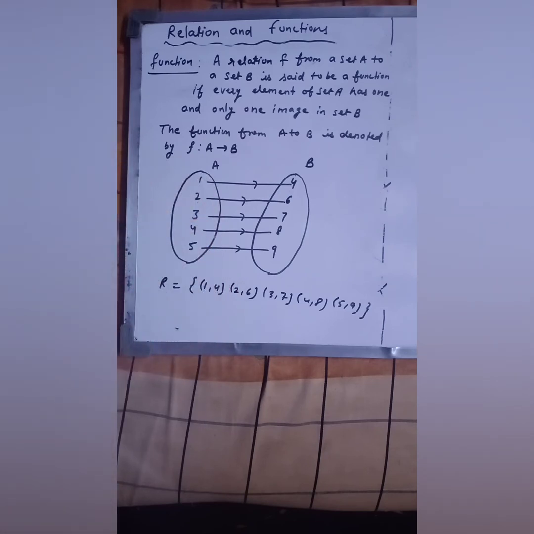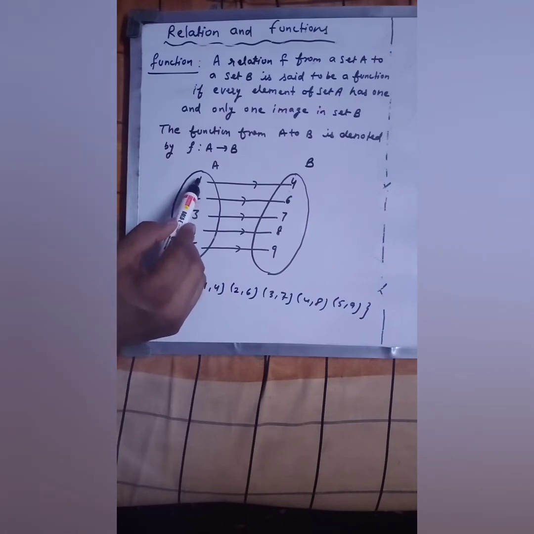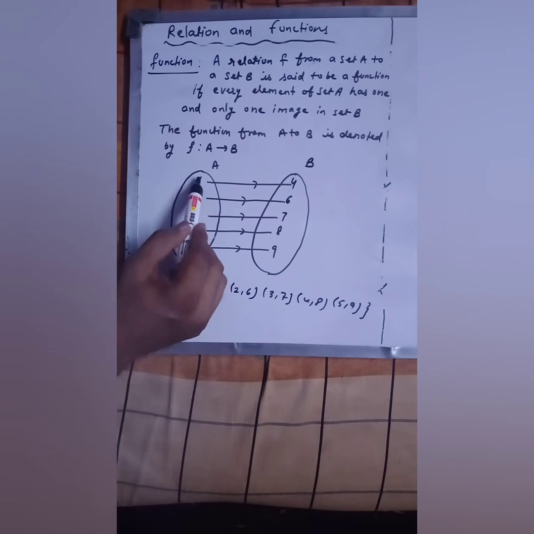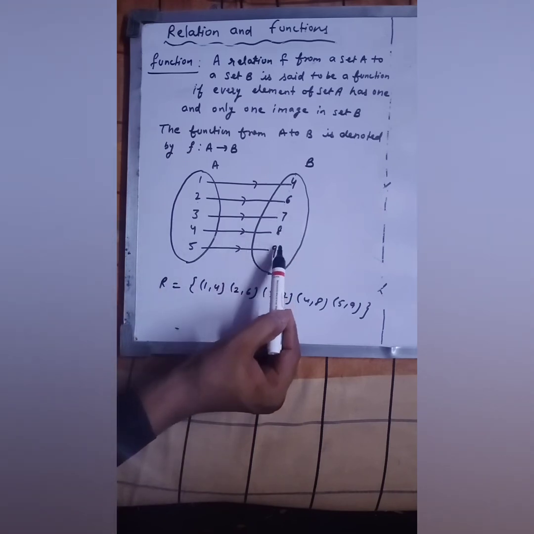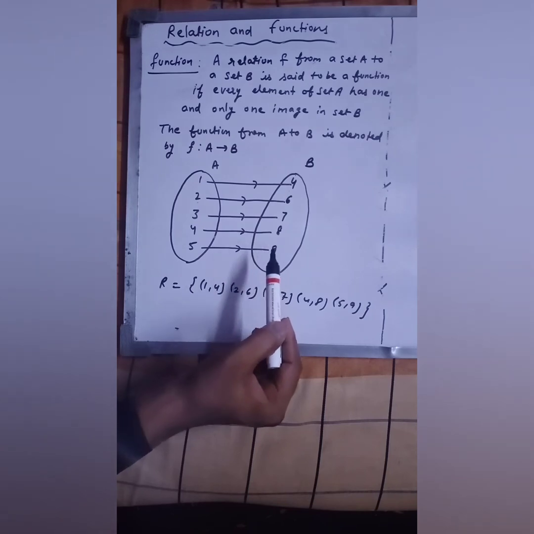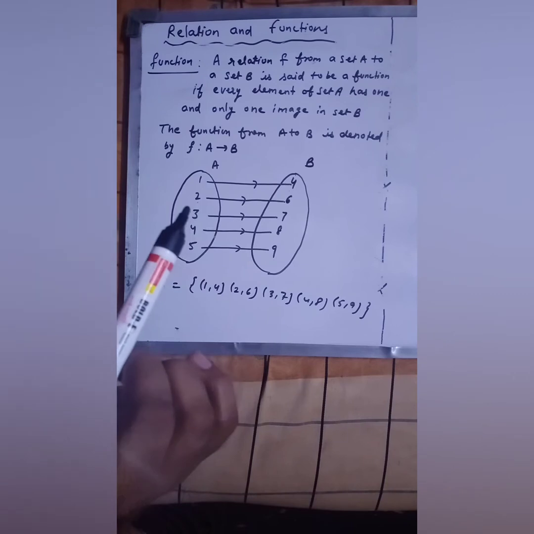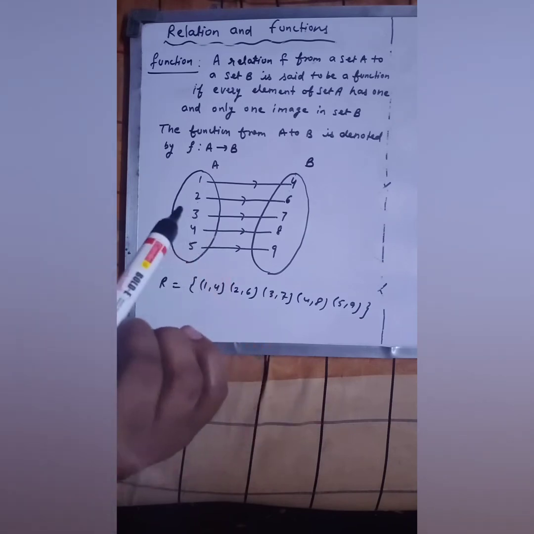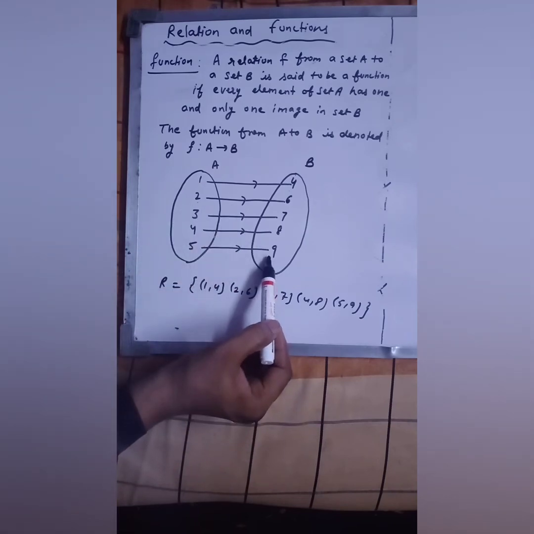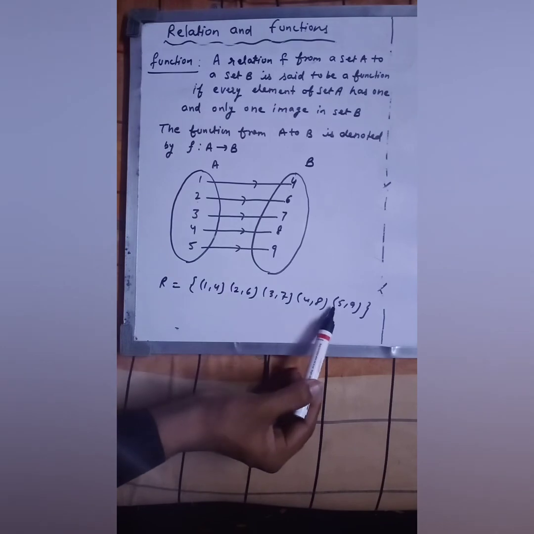Now in your first set A, every element of set A must have only one image in set B. If it follows this condition, listen to me carefully: if the elements of set A have only one image in set B, then this kind of relation is known as a function. So this relation is a function.